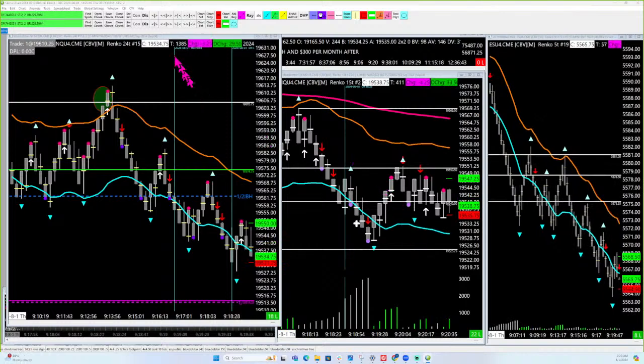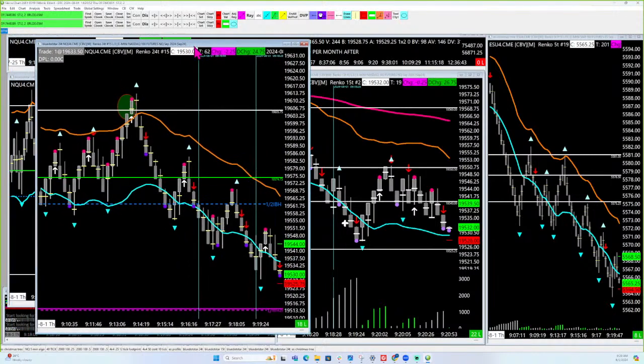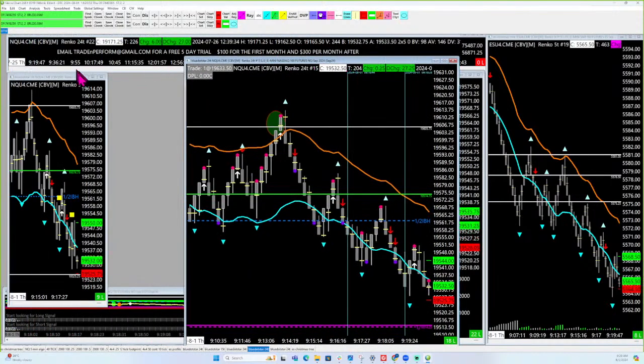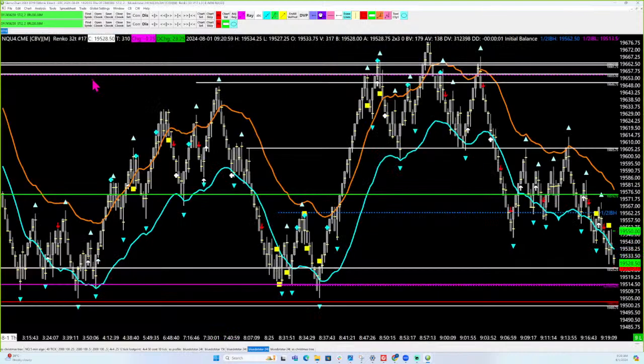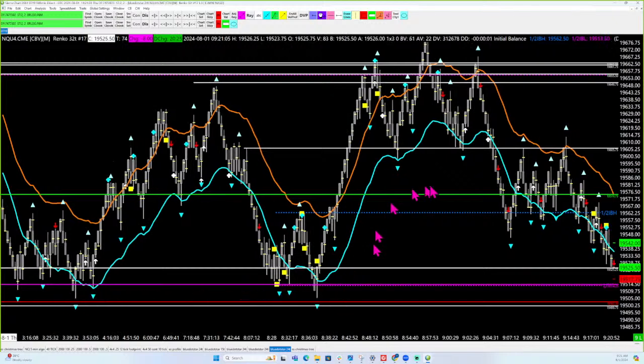And just so you can see the bigger picture here real quick. Well, I'm not going to do that. Let's just scoot over. Here's the 32 tick. Stop's got to be sitting back over here behind all of this. All right.